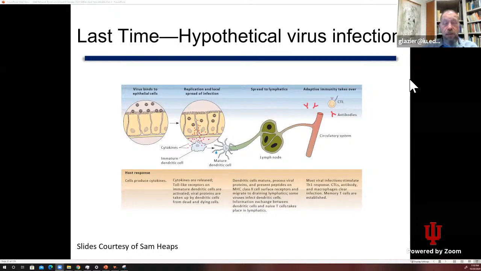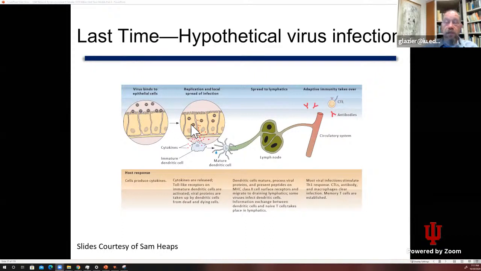This is one of Sam's slides talking about the adaptive immune response. And the key thing that happens in the adaptive immune response is that you have the phases of the adaptive immune response. Here, we're talking about a lung infection or perhaps a blood infection. The virus binds to epithelial cells, cells that are in the sheet, exposed to the environment in some way.